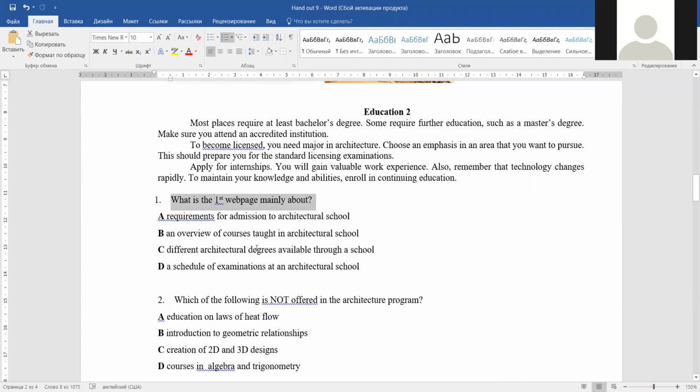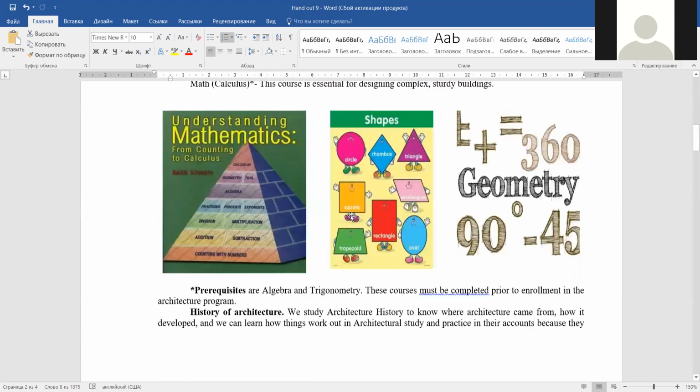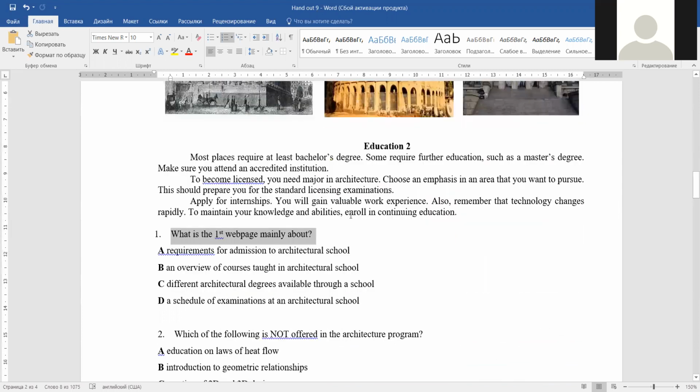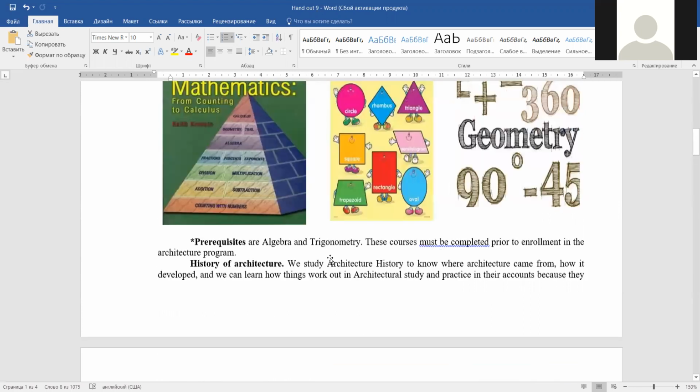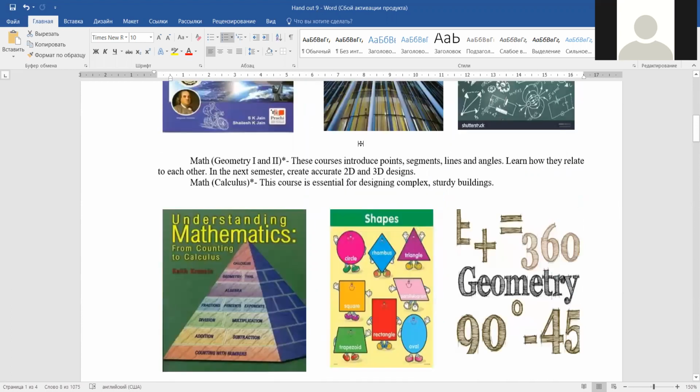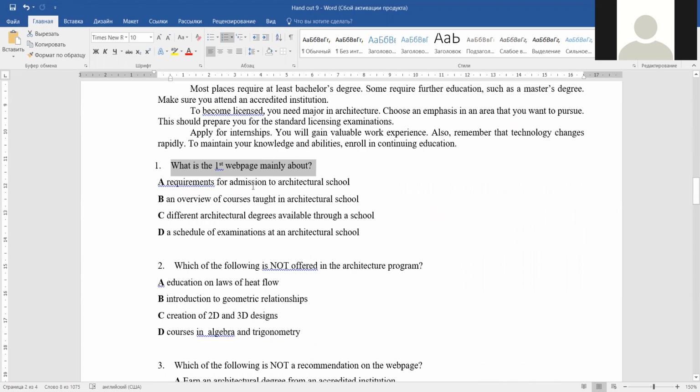What is the first web page mainly about? This web page. What is it about? What is said in the first web page? It says about, what about?